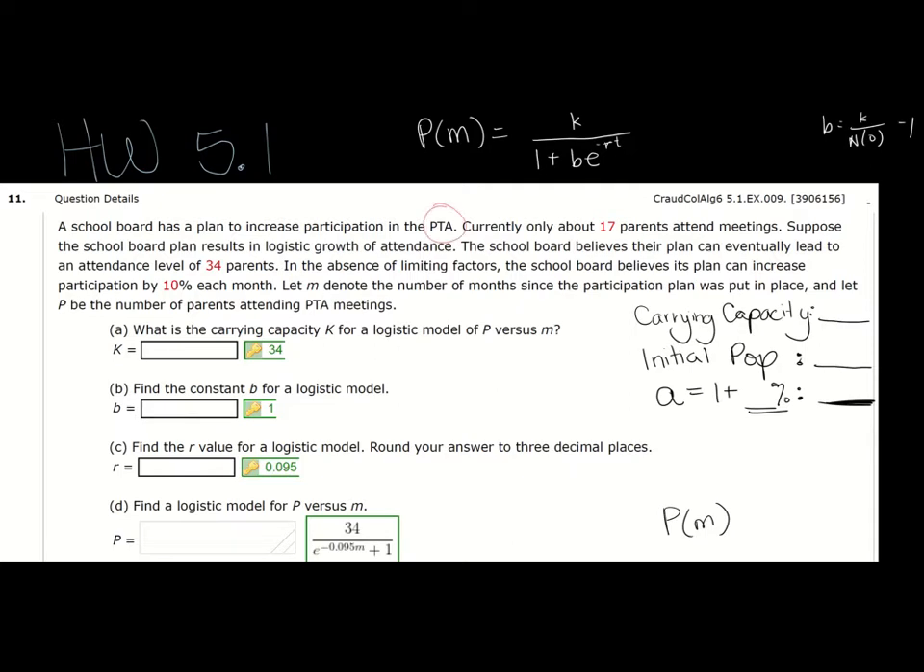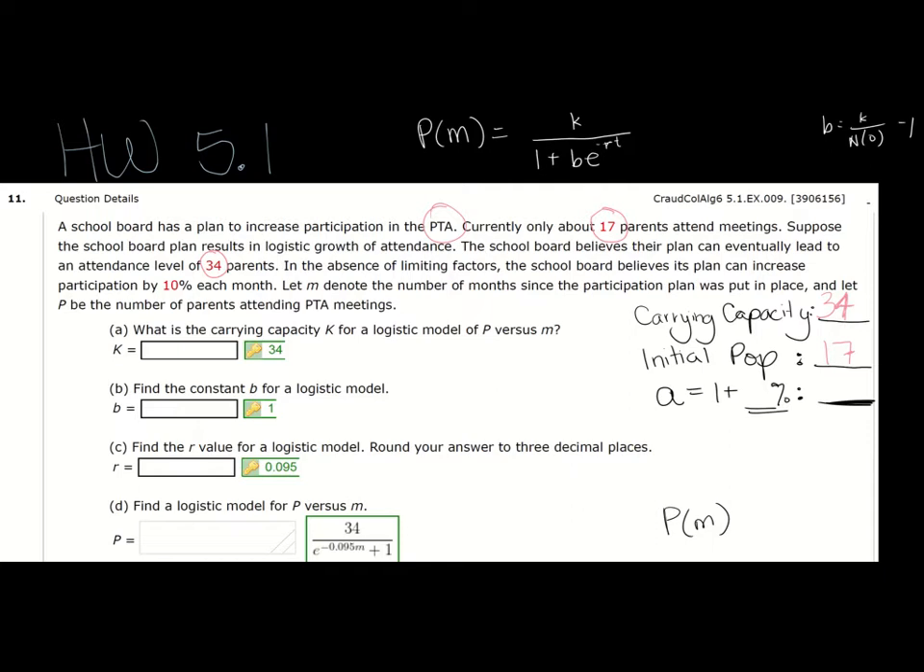They want to increase participation, the population of the PTA. All right. We start with 17 parents at the meeting. That's my initial population. I start with 17 parents. Suppose the school board plan results in logistic growth. That means there is a carrying capacity, right? That means that there is a limited number of resources that they can support, or a number of parents in the PTA that they can support. That level that they can support is 34 parents. That's our carrying capacity. If we have more than 34 parents, well, we can't have more than 34 parents. The PTA can't support it. The school board can't support more than 34 parents.